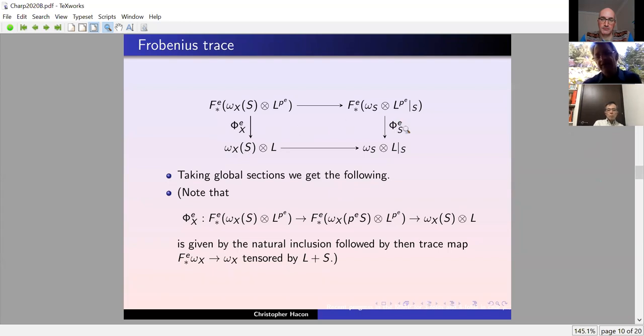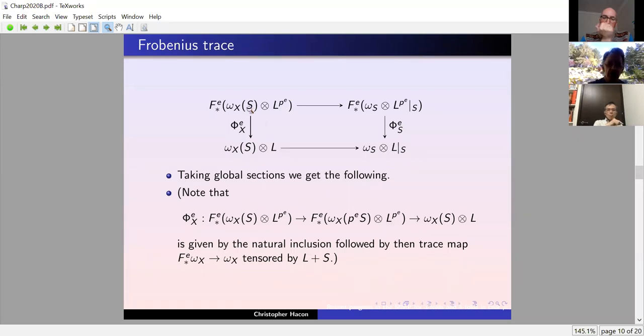Now, the right-hand side is just the eth iteration of the Grothendieck trace map on S, and I have twisted it by this line bundle L restricted to S. And so, as I mentioned before, by the projection formula, I'm getting this p to the e tensor power of L restricted to S. The map on the left-hand side is maybe slightly more confusing because the way I explained it here, you're expecting a map from F^e lowerstar of omega X to omega X. Now, if I twist it by L, then I get this L to the p to the e. But if I twist by S, you're expecting to get p to the e copies of S.